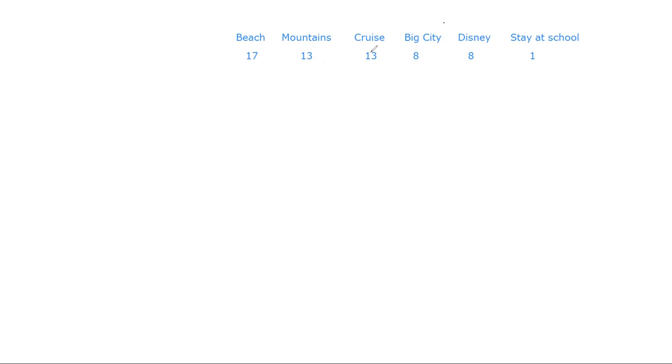We had 13 people who said they wanted to do a cruise as their ideal spring break trip. We had some big city fans in here, go down to Portland, maybe even South Portland, get that big city experience. Disney was also popular. We had 8 people who said that the Disney trip would be a good spring break activity. And then one person was like, you know what, I'd rather just stay at school, don't have to deal with the stress of travel, save some money, and that's my ideal spring break trip.